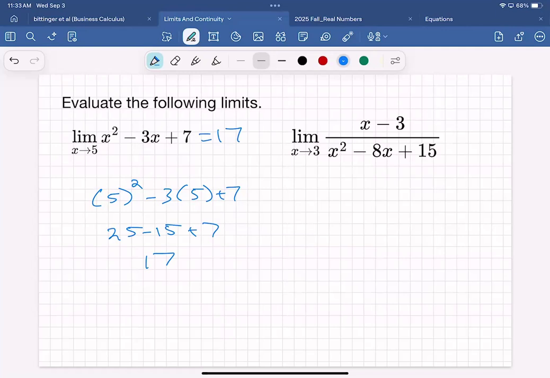With that, we could just say, by direct substitution, this limit's going to be 17. Know that direct substitution doesn't always work though. But I would always encourage you, try it first just to see what happens.